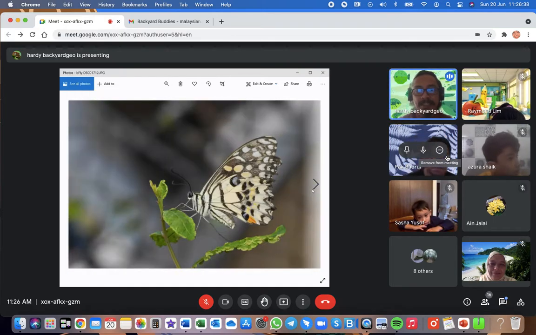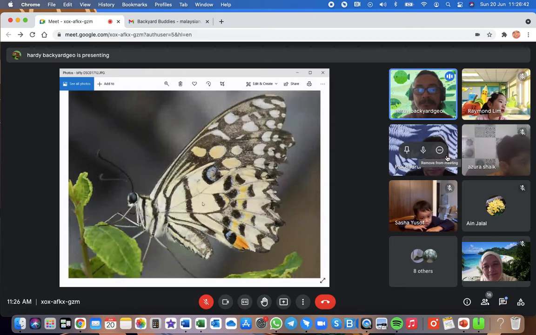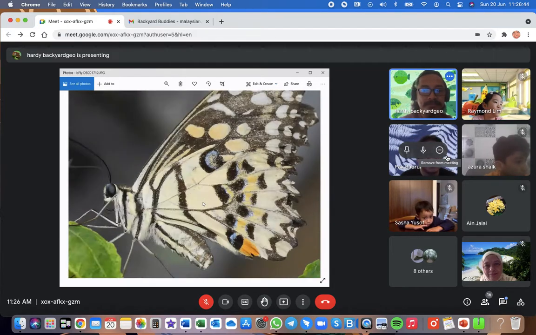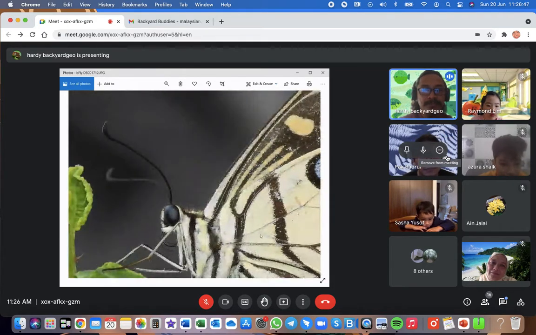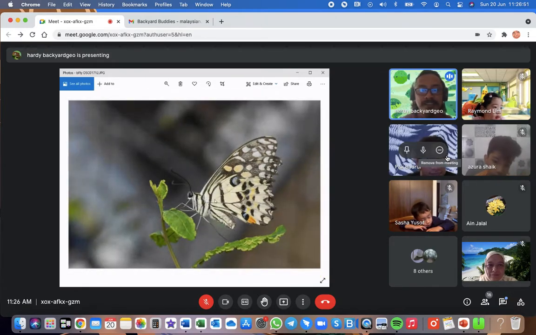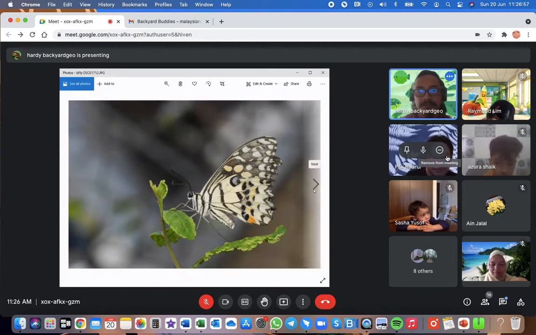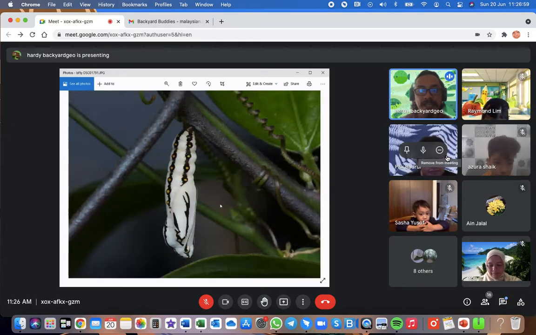Next one, another butterfly, a beautiful one. This is, I think, a lion butterfly. So this one is quite big. This is about 4 inches from here to here. Also taken at my auntie's garden. Alright, next one.